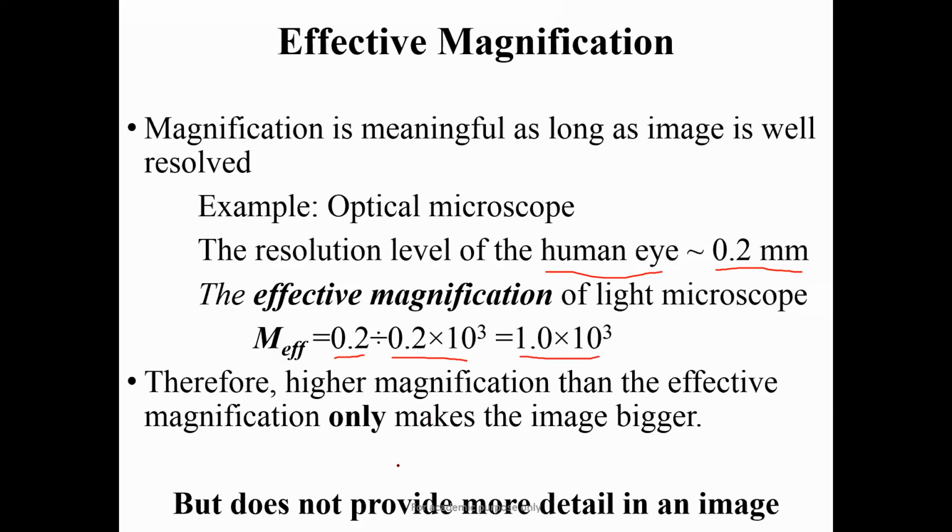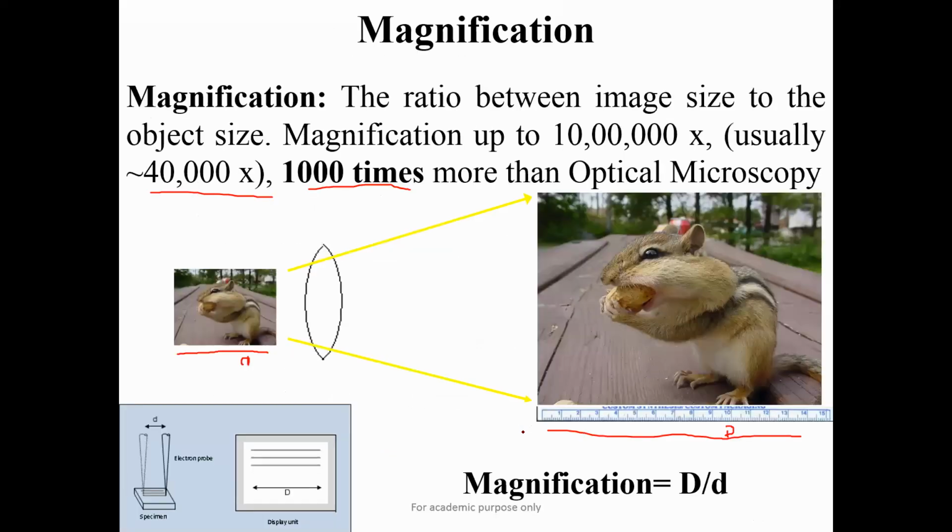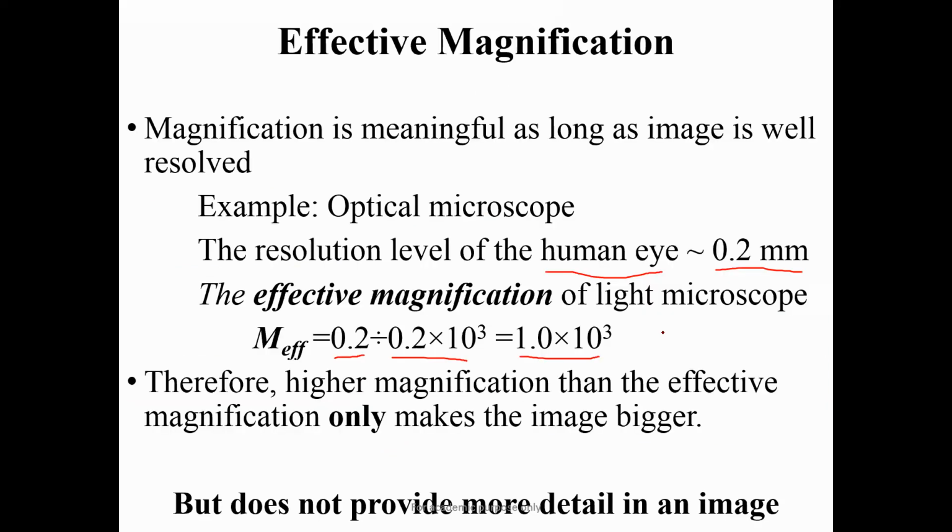Okay, this is why magnification higher than the effective magnification only makes the image bigger. Suppose you are magnifying this image again and again, but the optimum magnification is the effective magnification. If the effective magnification is 10 to the power 3, and you magnify to 10 to the power 4 or 6, you will not see any other detail in the image. So we should always select our effective magnification beforehand when performing the SEM imaging.